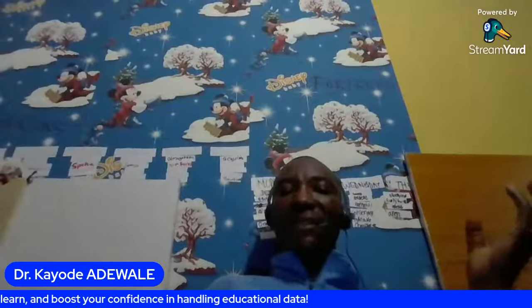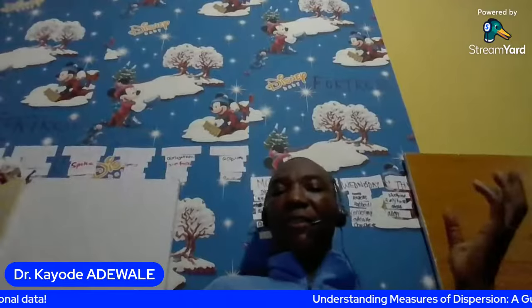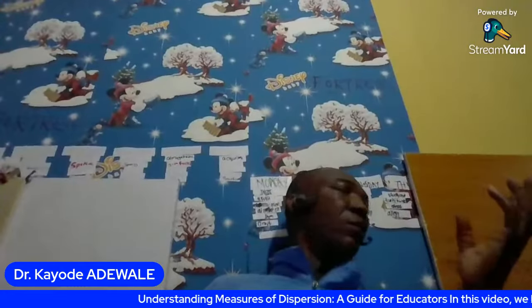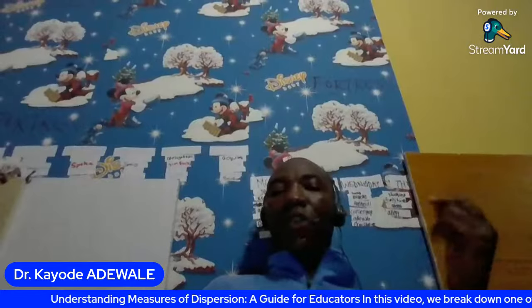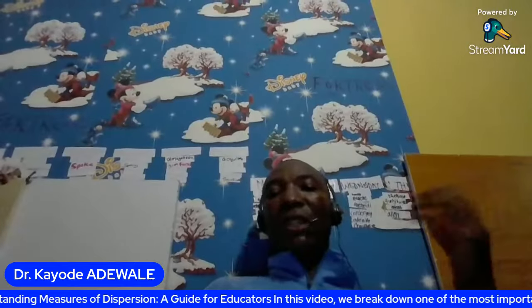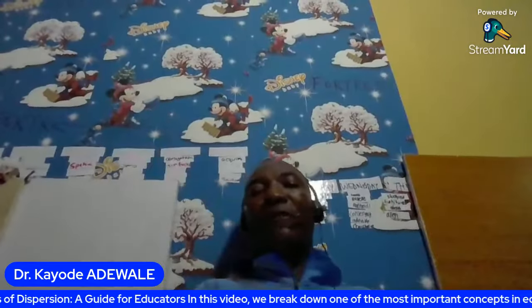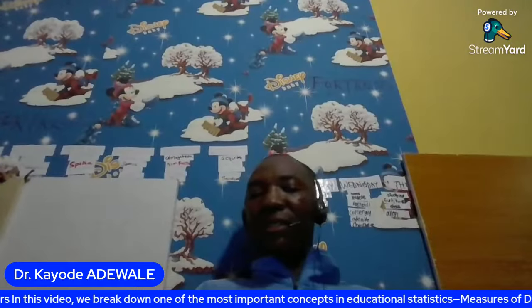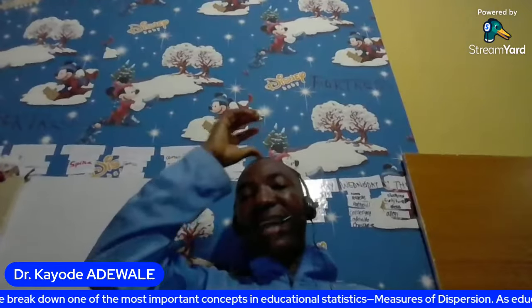The second one under the measure of dispersion is variance. It is an average of the squared differences from the mean. That is variance. The third one is standard deviation. The standard deviation is just the square root of the variance. It shows the typical distance from the mean. That's why they call it the standard deviation.